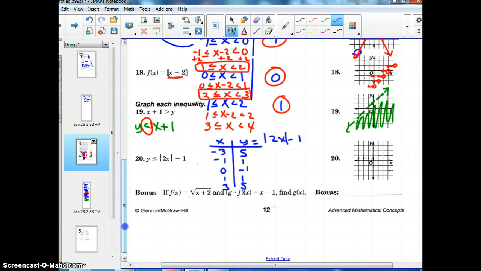I'm going to plot those on number 20. I have -3, 5, which is about right here. -1, 1, and 0, -1, and then I also have 1, 1, and 3, 5. So you can see my line. It's a solid line because it's less than or equal to, and just like I shaded for number 19 below the line, this is less than, so I'm also going to shade below the V this time, and it's going to look like that.